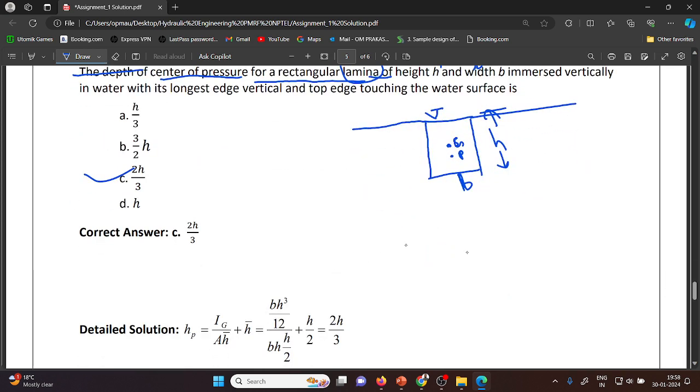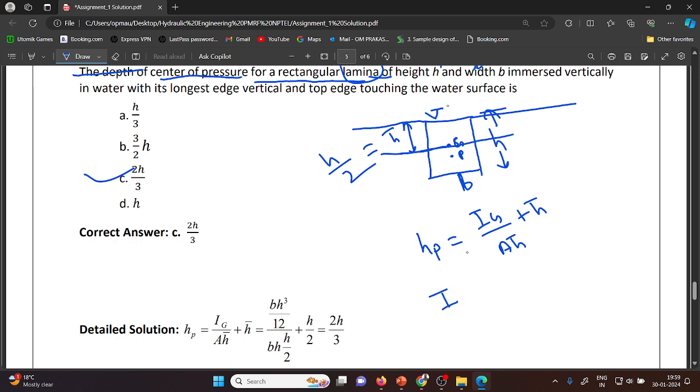The formula for the center of pressure is Ig divided by A h bar, plus h bar. Here h bar is nothing but the height up to the centroid, that is h by 2. And your Ig is the moment of inertia of the figure, b h cube by 12. Putting this value, and the area you always know, is b into h.